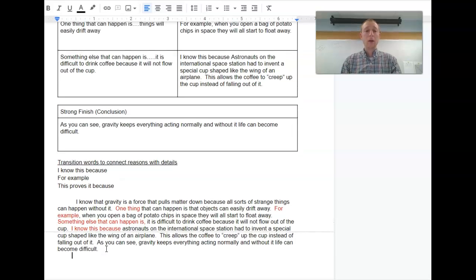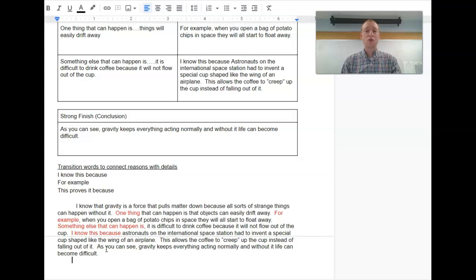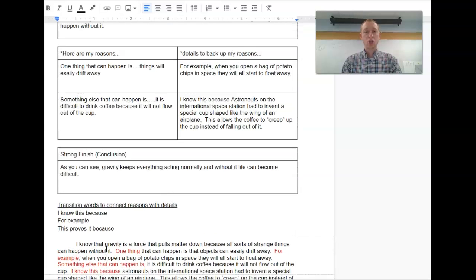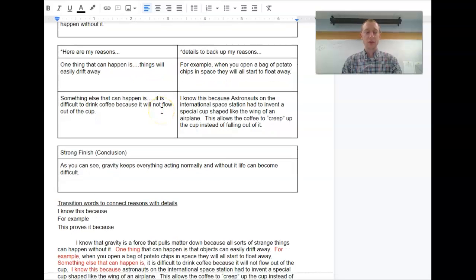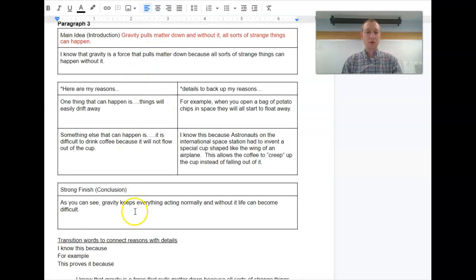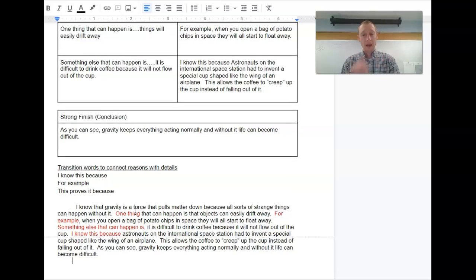Okay. Use your graphic organizer to write your paragraph. Make sure that your reasons and your details are connected with those transition words. Make sure you've got an intro and a conclusion, and you've got 3 paragraphs to write. So get to it.